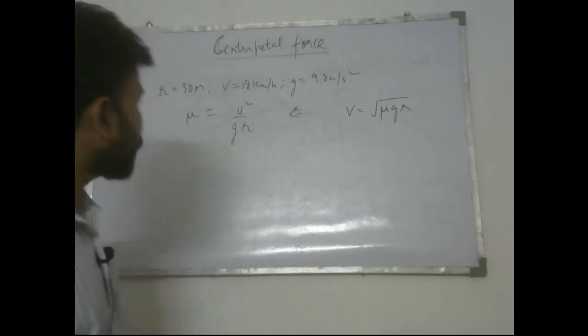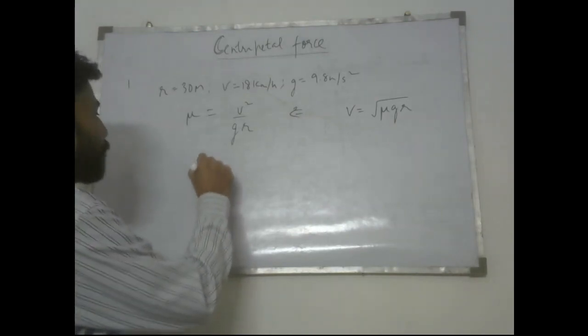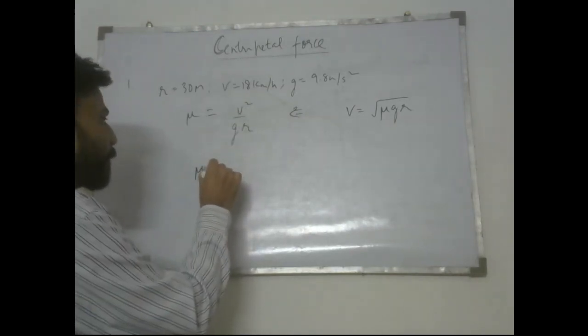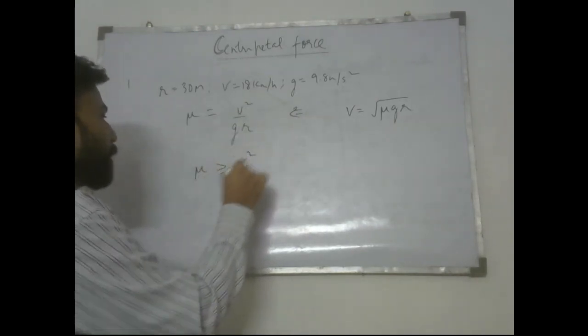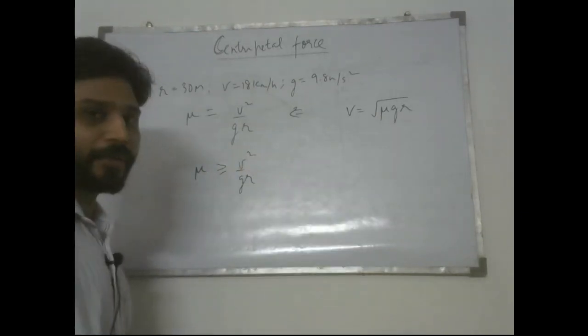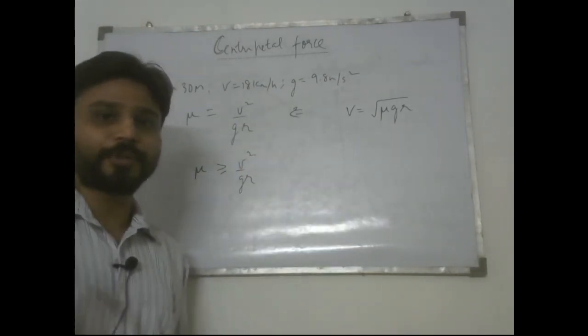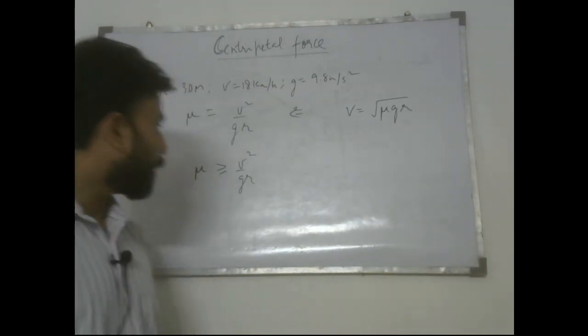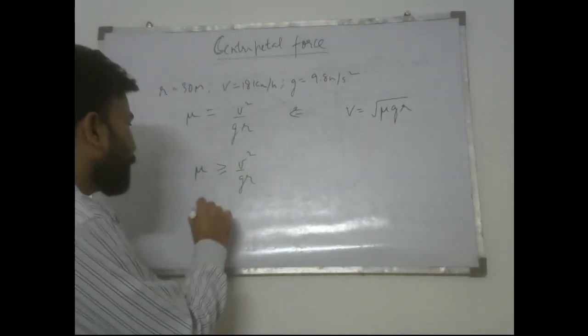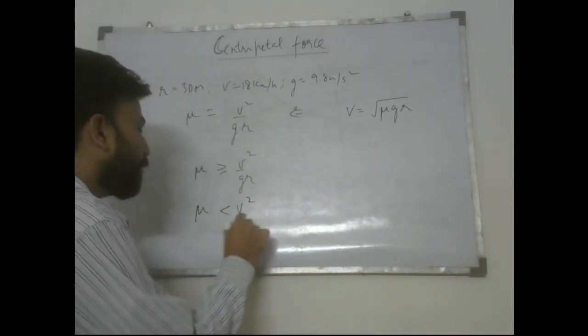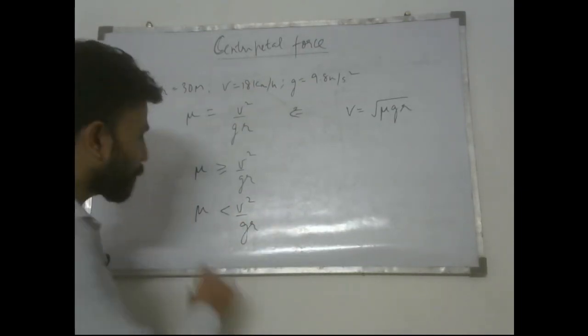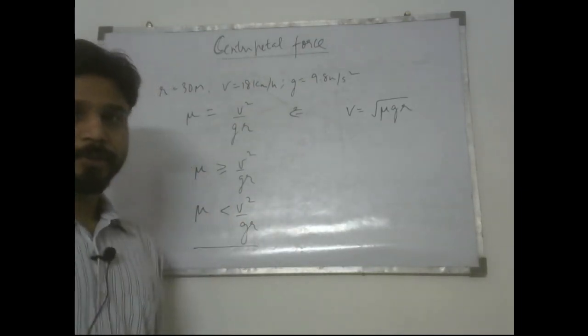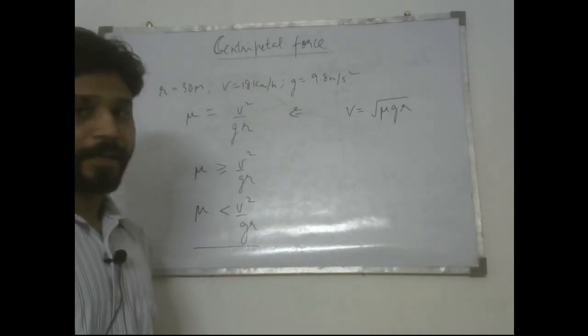So from intuition we can say that if the value of mu goes greater than this particular value, v square by gr, then we would be able to say the car would not be slipping on the road. If the value of mu goes less than v square by gr, then we are talking about the case where the car would slip. This is what we require, right?